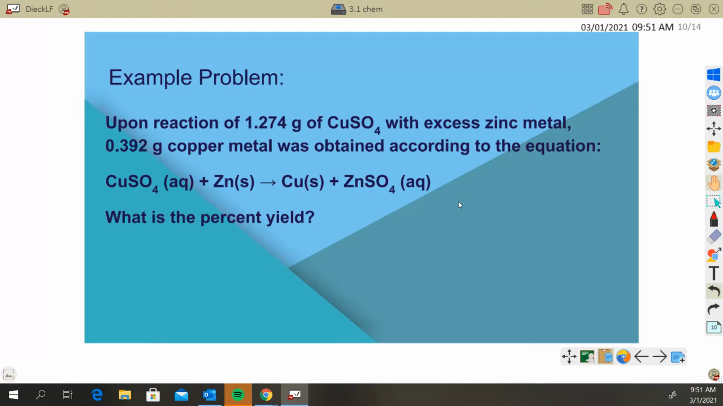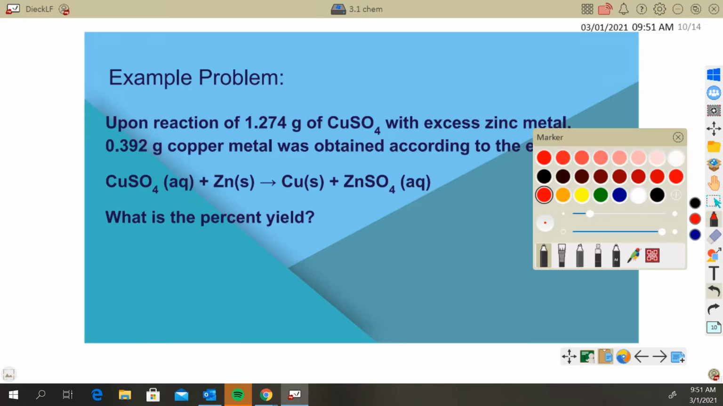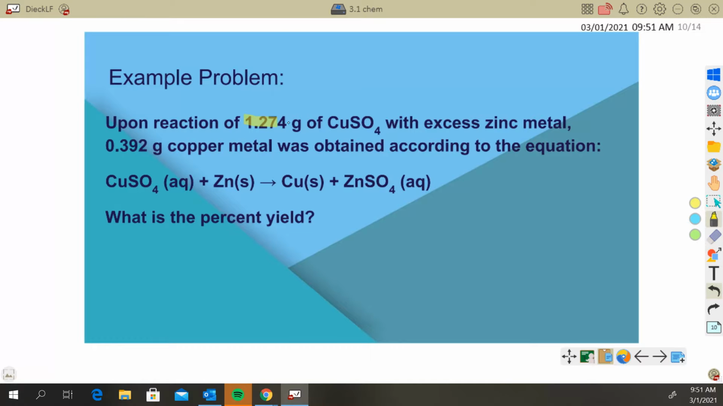So we have our given, okay? Our given is told to us, it's a reactant in this one, and it's 1.274 grams of copper sulfate. It actually also tells us our actual yield. It says this much was obtained, okay? So that's our actual yield, 0.392, because it says was obtained. Obtained means that's how much was collected. We need to figure out the theoretical yield and then calculate percent yield.